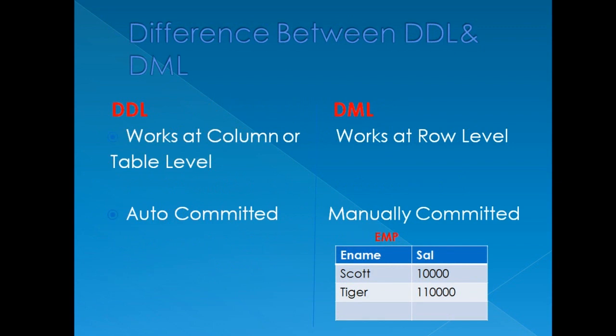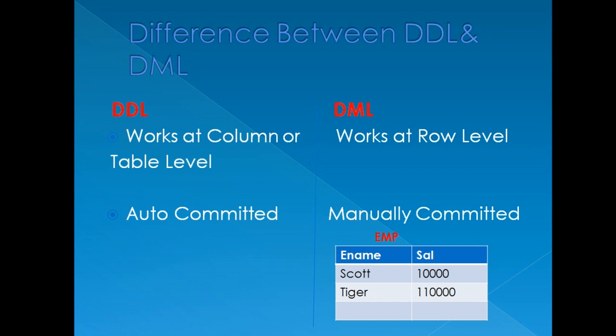The second difference is that DDL is auto-committed, whereas DML is manually committed. In order to explain this difference, I'm going to give you a very layman example. Let's say you have created one folder on your system. Inside that folder, you created one file. While writing something into the file, your system shuts down. You start your system again. What are you going to see there? Folder will be there? Yes. File will be there? Yes. But data will not be there.